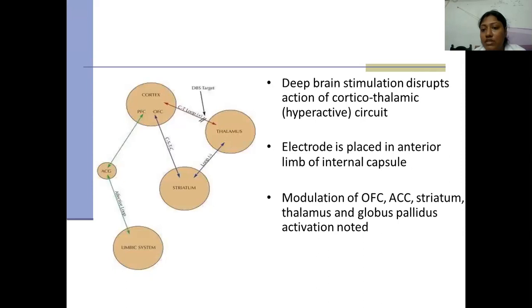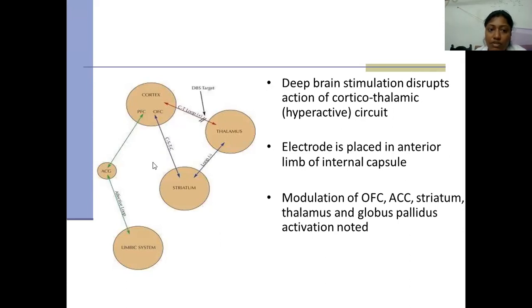And here we have the CSTC loop. This is what we are talking about. Deep brain stimulation disrupts the action of the CT pathway, which is hyperactive. Basically, the corticothalamic route is hyperactive. If you can see, this connection from cortex to thalamus is being disrupted, and this is for DBS actually.